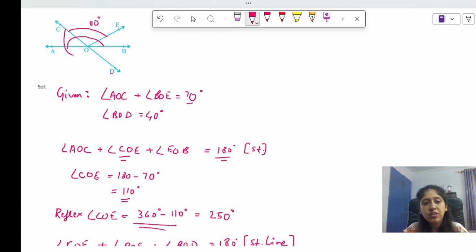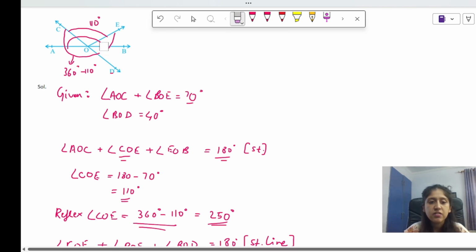So what will be this angle? Can anybody tell me? This angle is 360 minus 110. Yes. So I have just solved that. I have written it as 360 minus 110, which is 250. I hope this is clear to everybody. Now we are going to find out the next angle, that is, I'll just erase all of this. Okay.